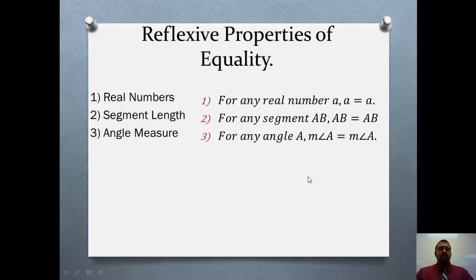There are a few different properties of equality: the reflexive, the symmetric, and the transitive properties. The reflexive property just allows me to say for any real number, a is equal to a. A is going to be equal to itself. And for any segment AB, length of segment AB is going to be equal to length of segment AB. If it's the same segment, it's going to be equal to itself in length. And for any angle, the measure of that angle is going to be the same as the measure of that angle. It's kind of like as if you looked in the mirror and you saw the same thing back.